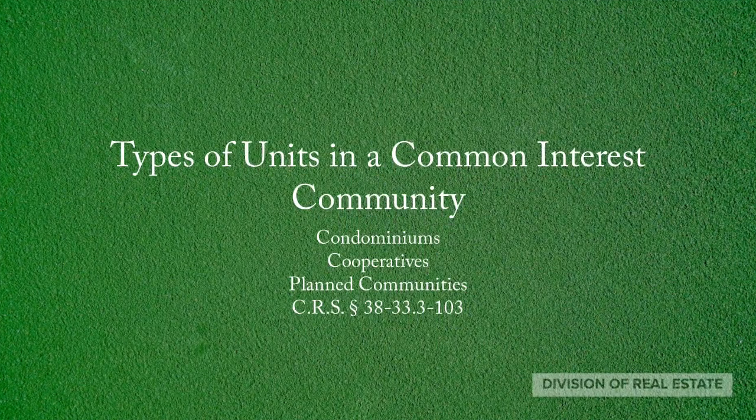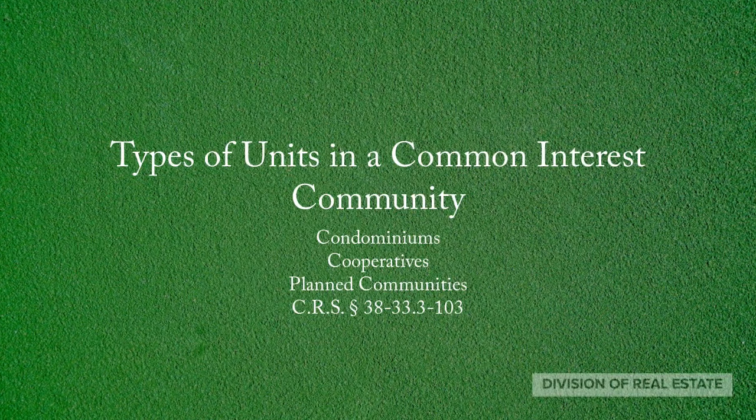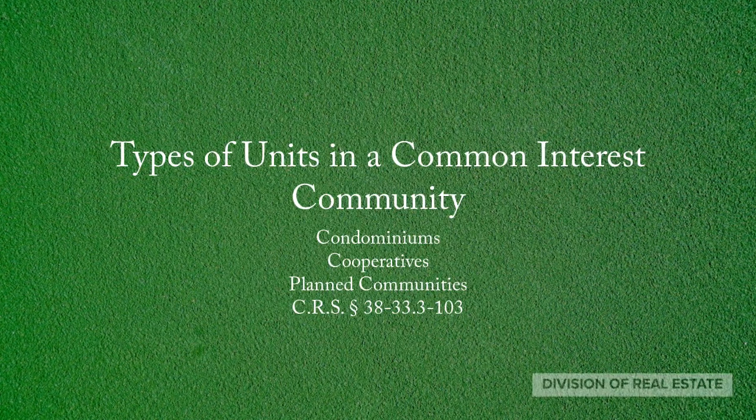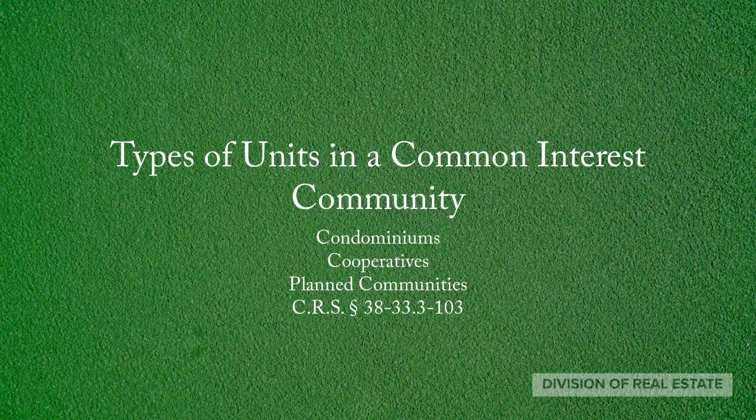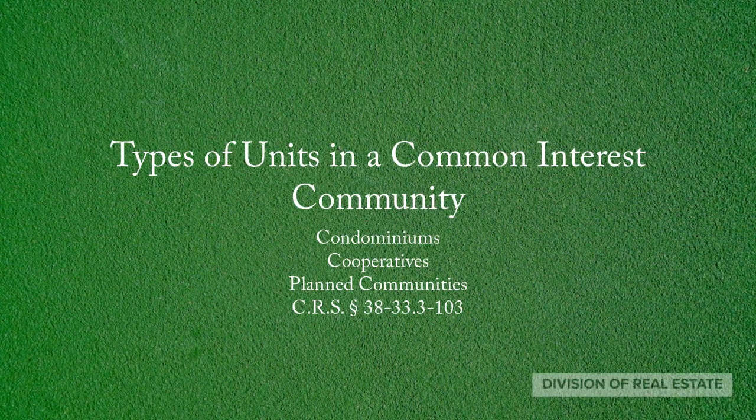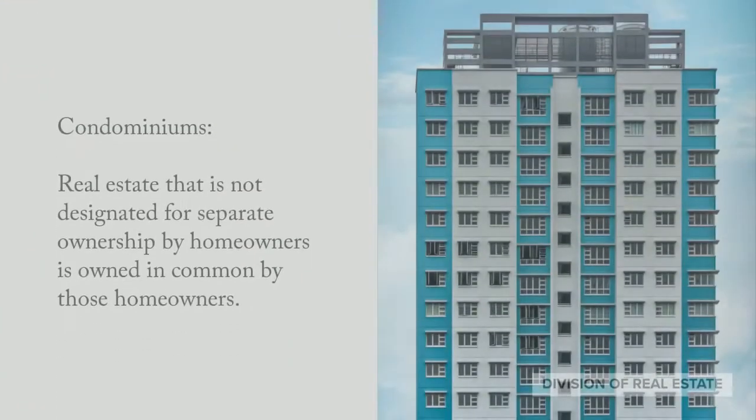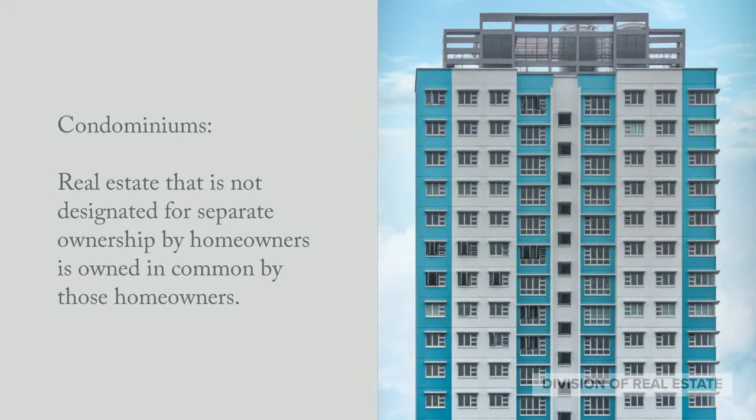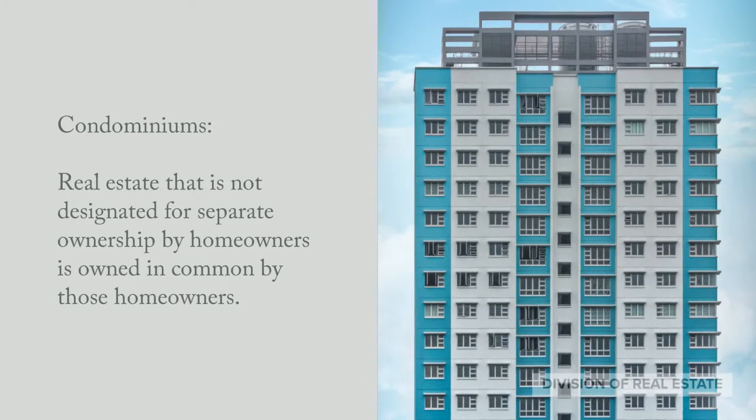What types of units are there in a common interest community? Pursuant to Colorado statute, there are three types of common interest communities: condominiums, cooperatives, and planned communities. A condominium is a common interest community in which real estate that is not designated for separate ownership by homeowners is owned in common by those homeowners.